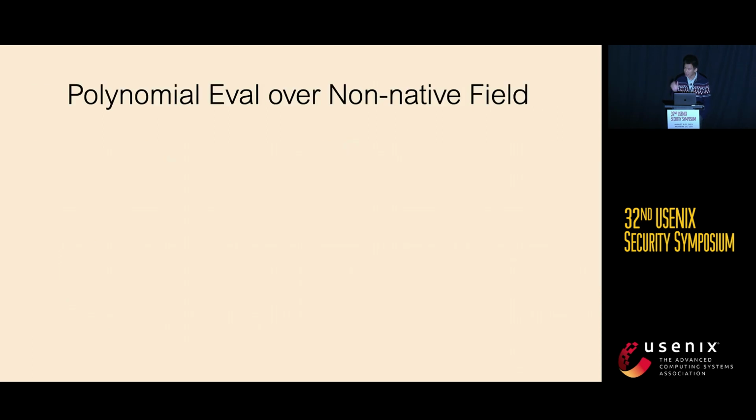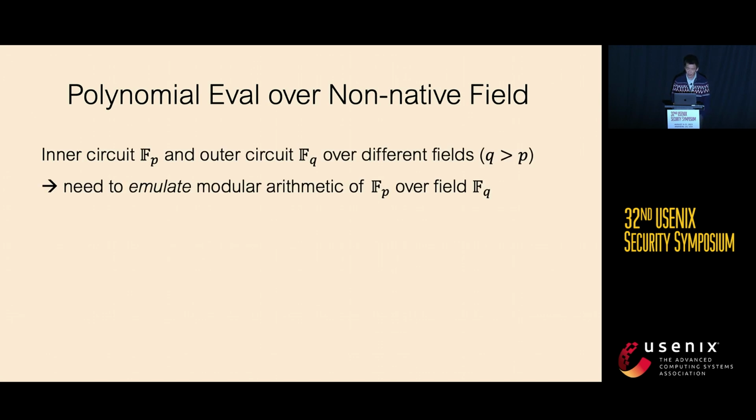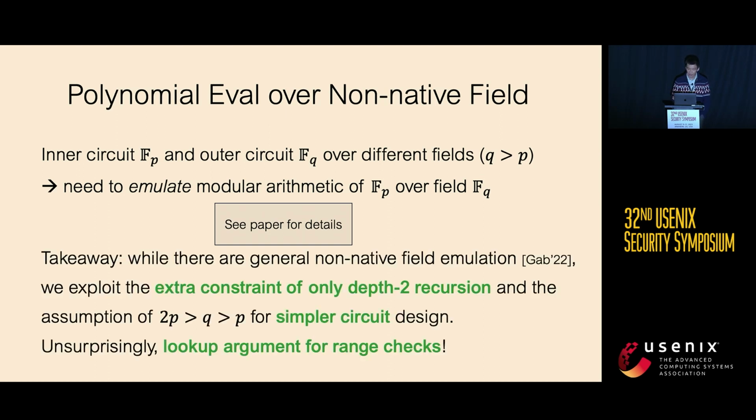The last one I want to talk about is polynomial evaluation over non-native fields. This has also been hinted at by some previous speakers. The inner circuit and outer circuit are over different fields, and sometimes the verifier algorithm requires polynomial evaluations over a field that is non-native to the circuit, so you have to emulate the modular arithmetic. I won't go into the details of the circuit design itself, but the key takeaway is that while there are general non-native field emulation techniques, we exploit the extra constraint that we're only dealing with depth-2 recursion, not infinite or arbitrary depth recursion. We know the relationship of the field sizes a little bit more, so we can end up with a simpler design.